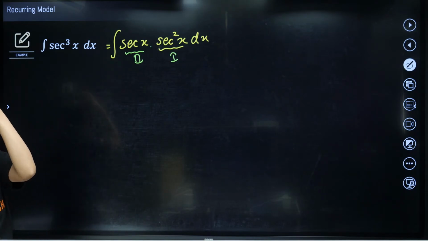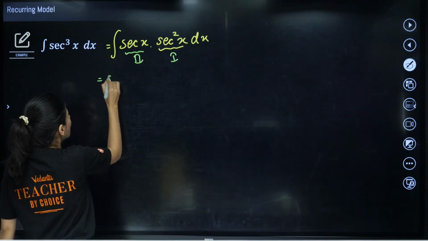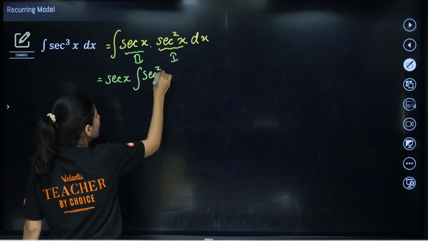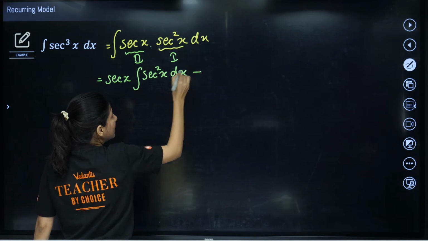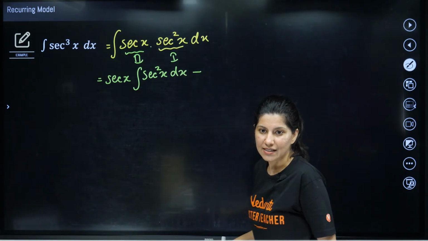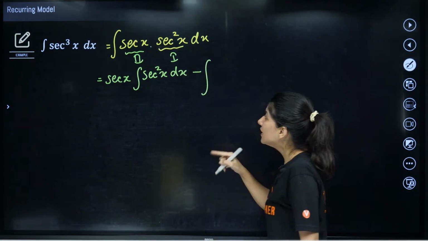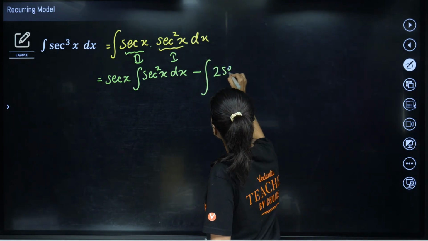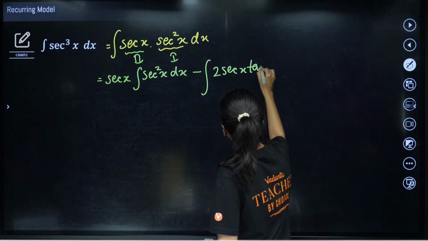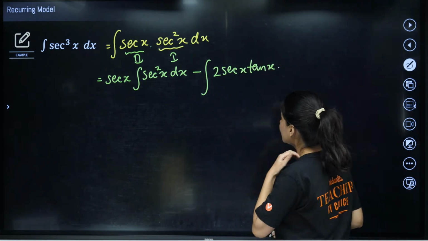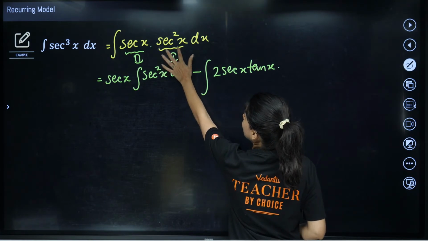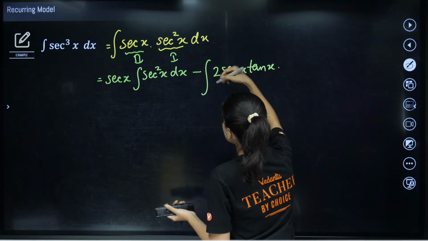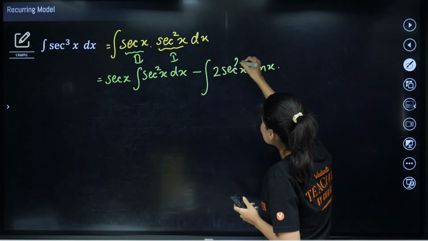Okay. So clearly, first function will remain constant. Integration of second function will be here, minus integral of differentiation of first function. So derivative of this will be 2 sec x tan x. Correct? So basically derivative of this. So 2 will come first, 2 sec x. Sec x ka differentiation is sec x tan x.